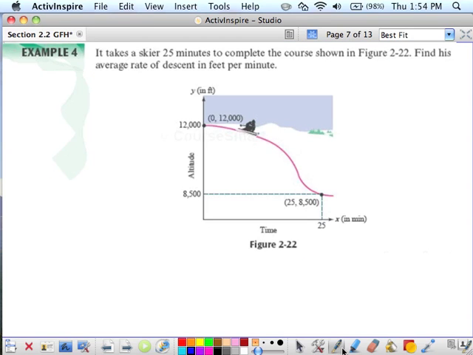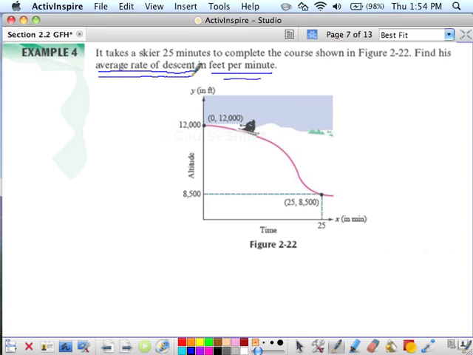For example 4, we know that it takes a skier 25 minutes to complete the course shown in figure 2-22. This came out of your book, but I've copied it onto here for you. Find his average rate of descent in feet per minute. So those are going to be the units when I'm finally finished. And we would like to find the average rate of descent.